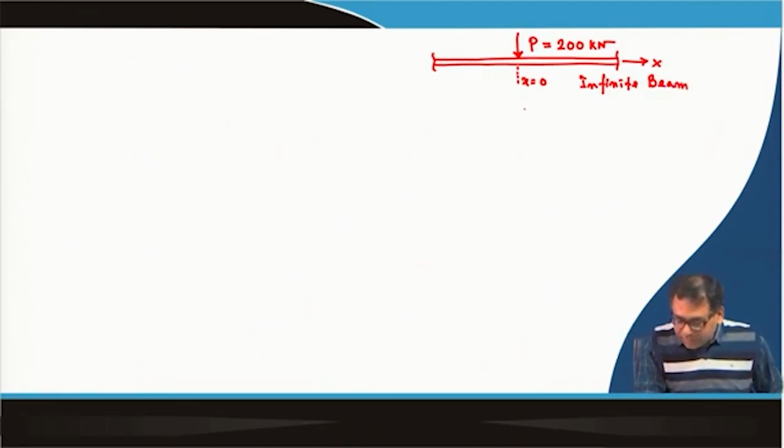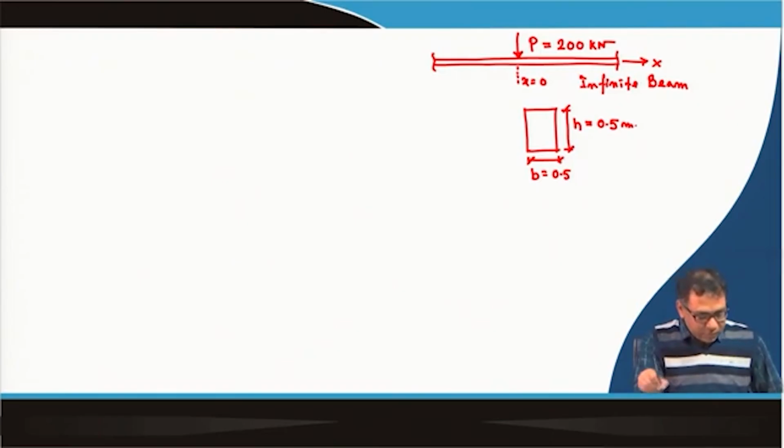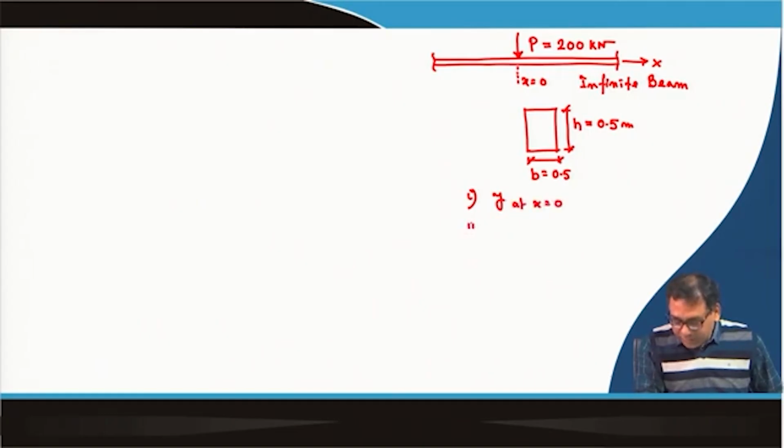So, the width of the beam is 0.5 meter, that means b is equal to 0.5 meter, and the height of the beam h is also 0.5 meter. So, it is a square cross section. Now, we have to determine two things. One is the settlement at x equal to 0, and another is the settlement at x equal to 1.5 meter.